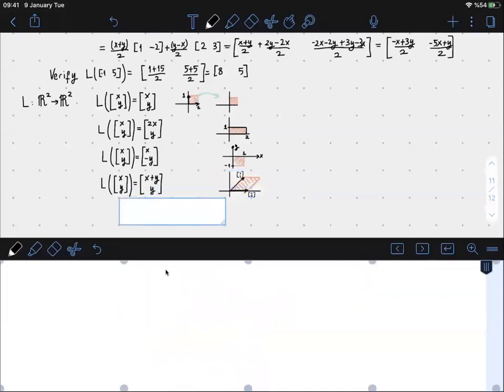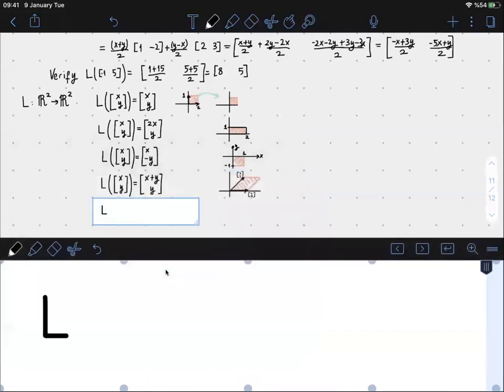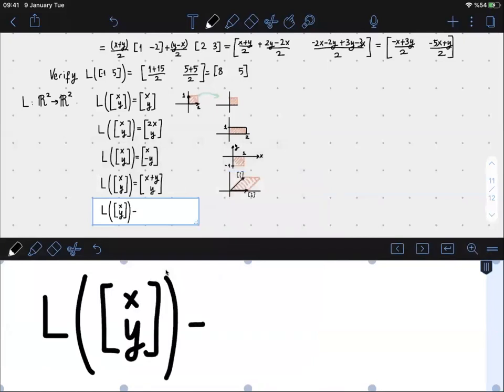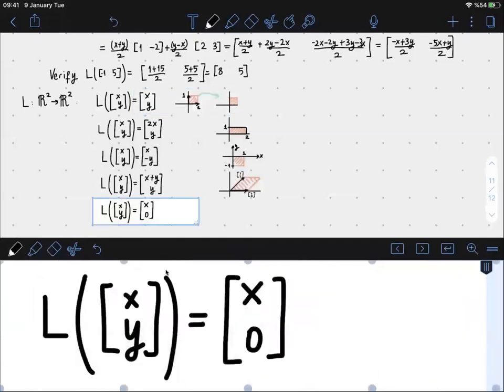Okay, maybe I will give you one more example. This example is, let's consider this one. So what is the image of this vector? It takes x y to x and 0. So what is the image of this square? What is the image of this square? Now, the 1 0 vector is sent to 1 0, but the 0 1 vector is sent to 0 0.